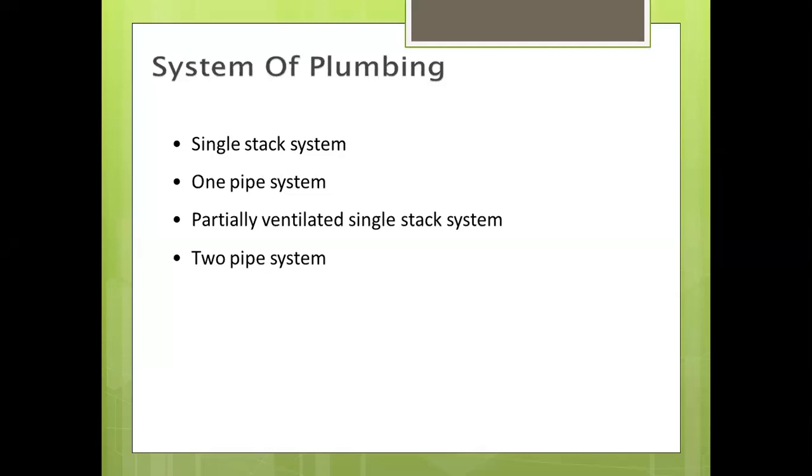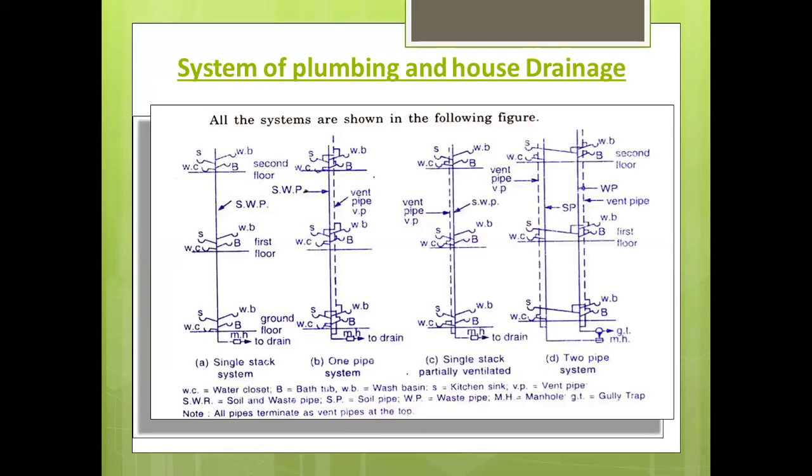Good morning, students. So we left with this topic, which is a system of plumbing, right? There are four types of principal systems of plumbing for drainage of the buildings. First one is a single stack system. Second is a one pipe system. Third is a partially ventilated single stack system, and the last is a two pipe system. These are the different types of systems shown in this figure: single stack, one pipe, single stack partially ventilated, and the two pipes.